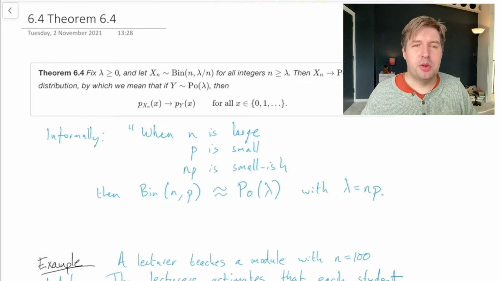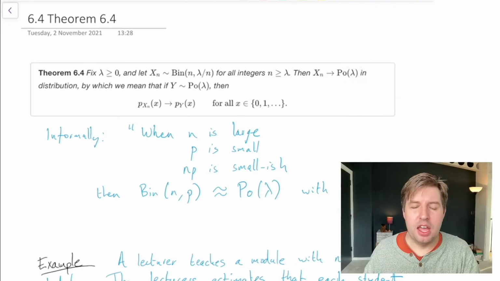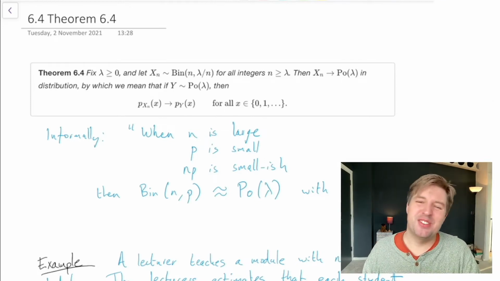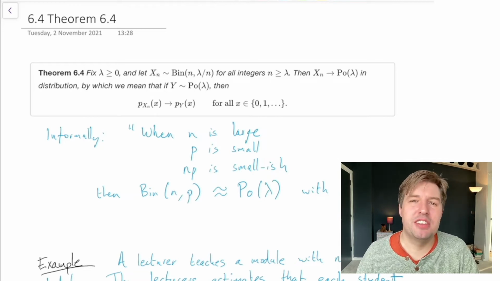I have included a proof of Theorem 6.4 in the notes, but because it involves things like limits, which aren't really part of this course, I've marked it as non-examinable.